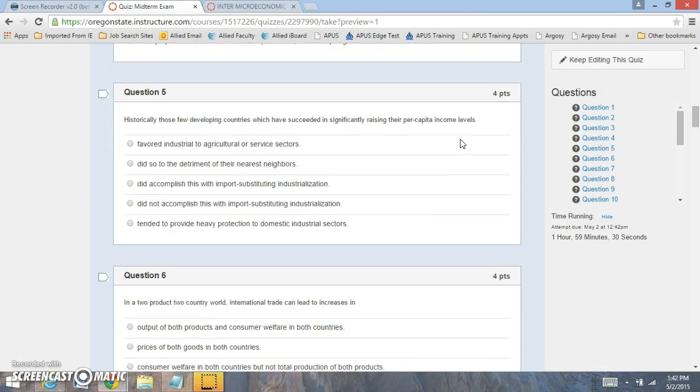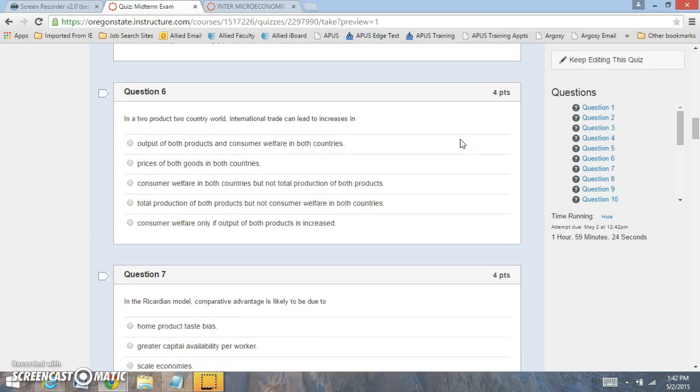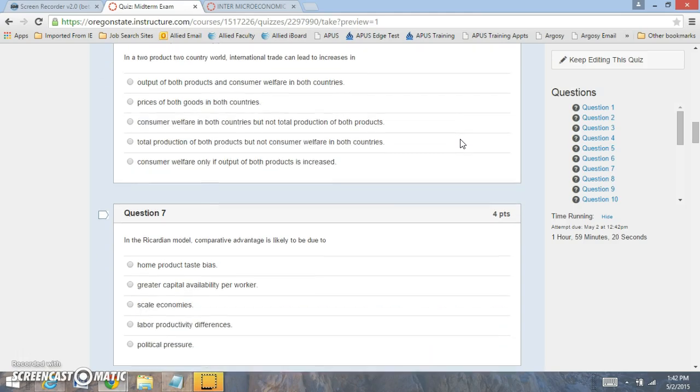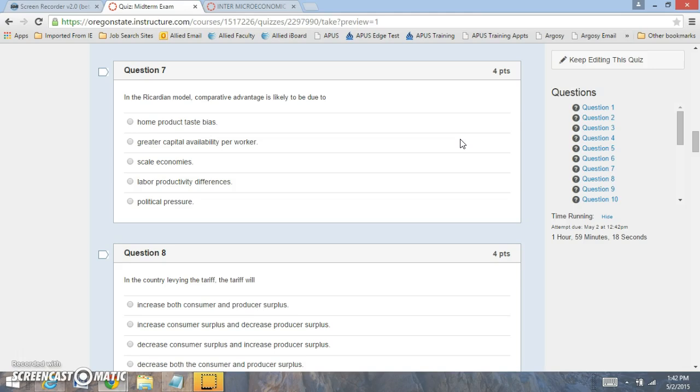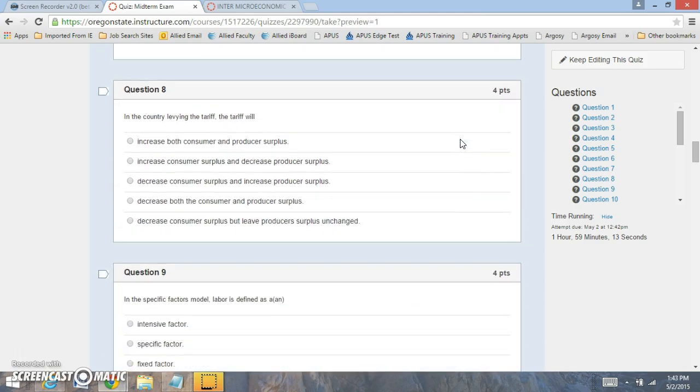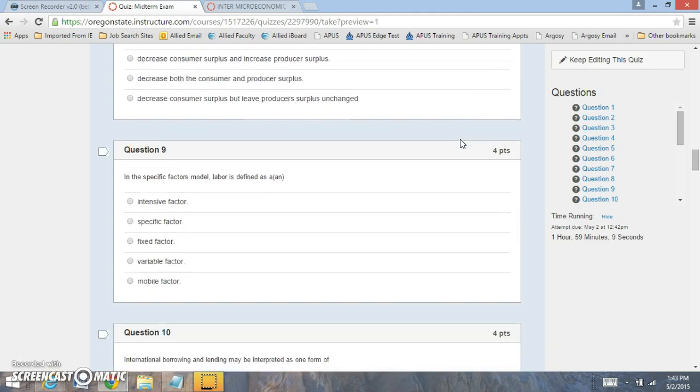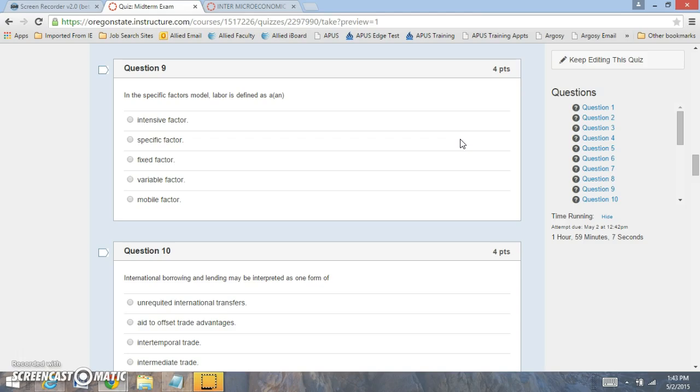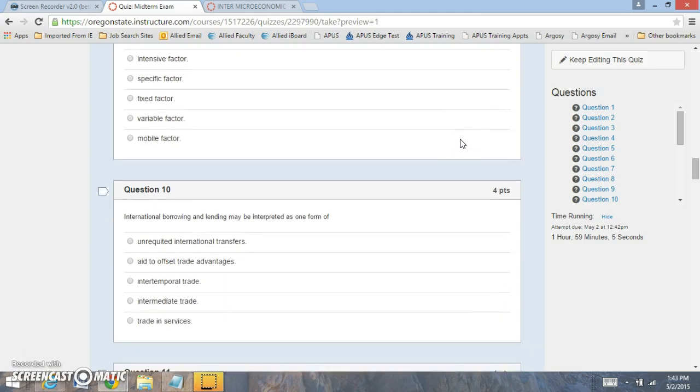Historically, there are few developing countries which have succeeded in raising their per capita income levels. In a two-product country, international trade can lead to what? We're going to be looking at the Ricardian model and comparative advantage. We're going to be looking at a tariff. What will tariffs lead to? What is the specific factors model? What is labor defined as?